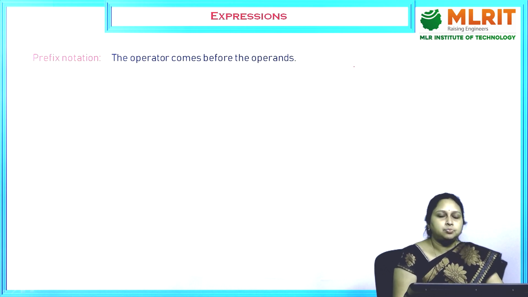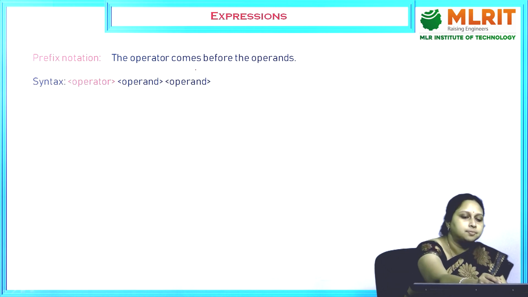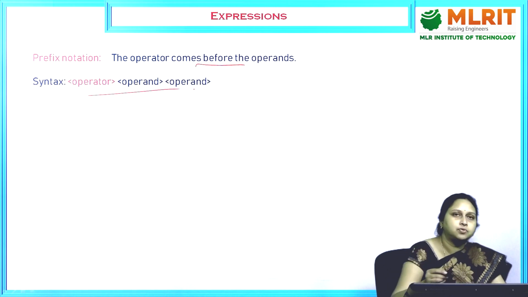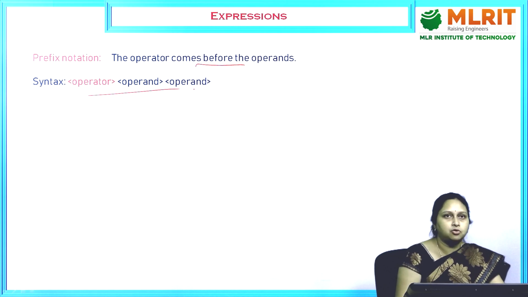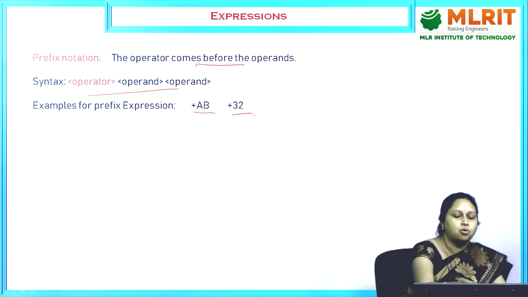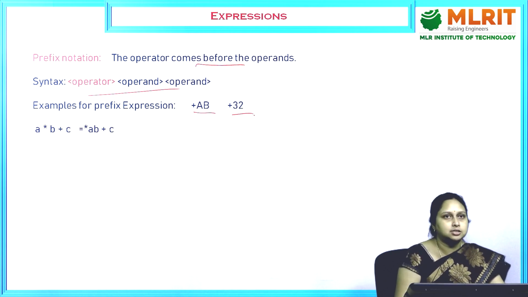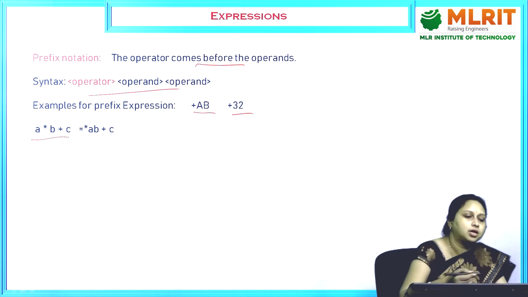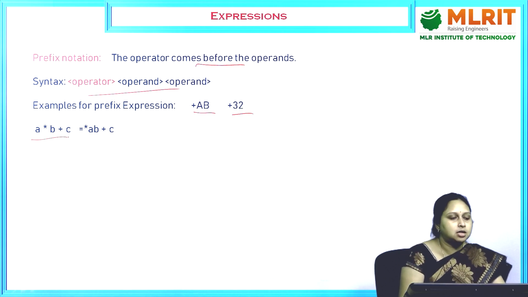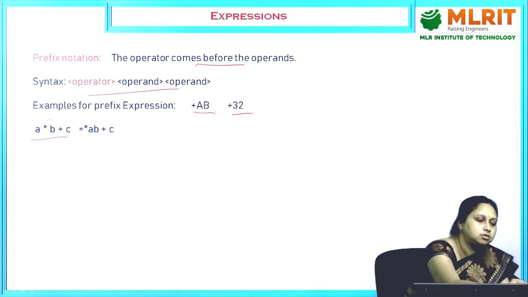And coming to the prefix notation, we have seen the operator comes before the operand. This is the syntax where you represent operator followed by operand and operand. These are the examples we have already seen in the starting itself. If you are given an expression like this, how can we evaluate it? A star B plus C.